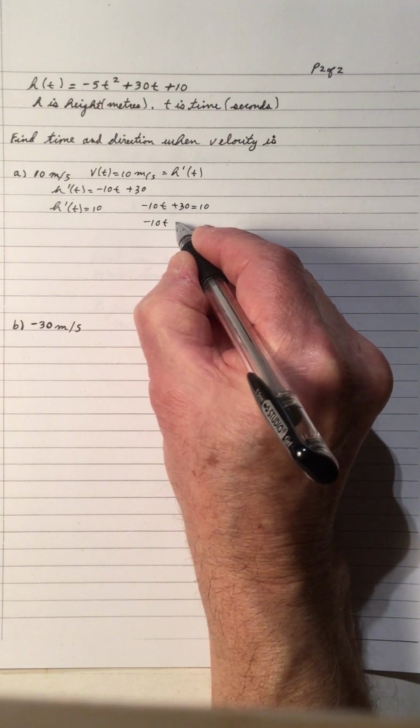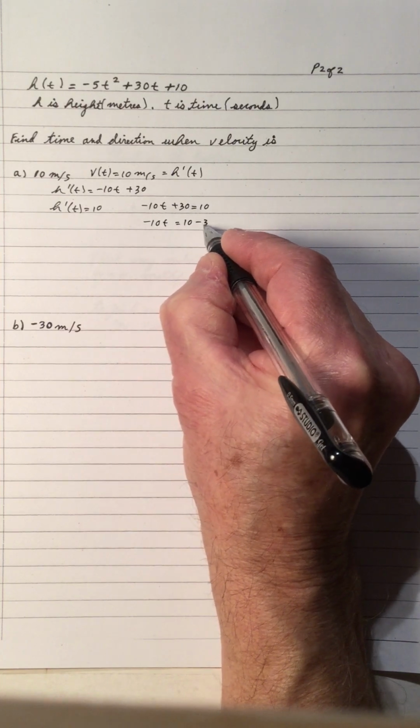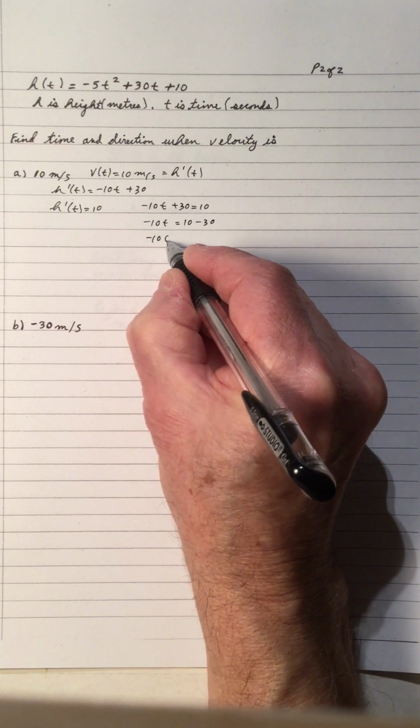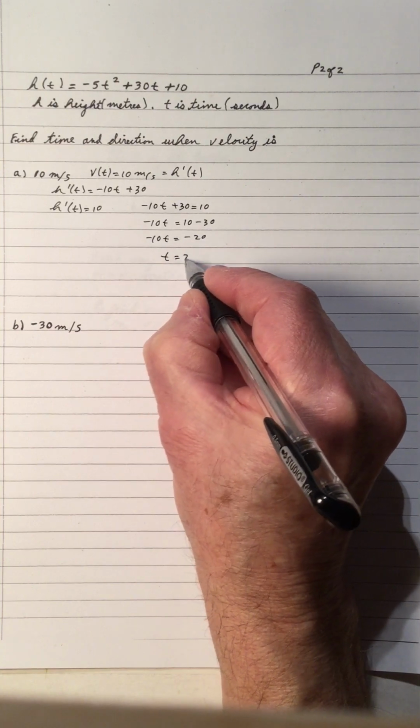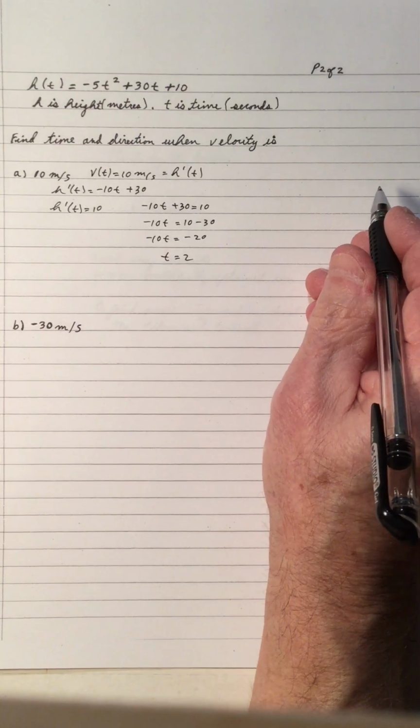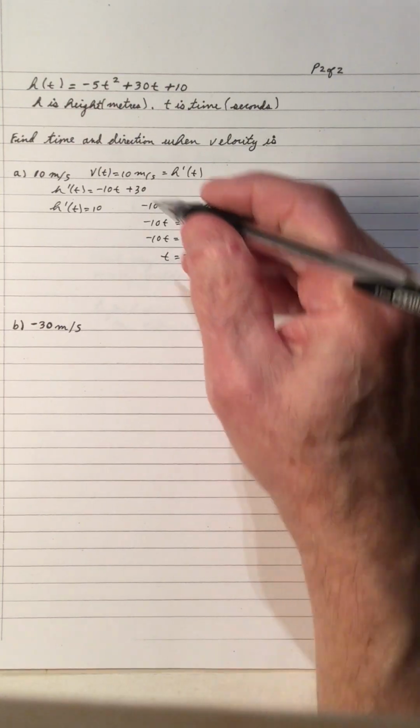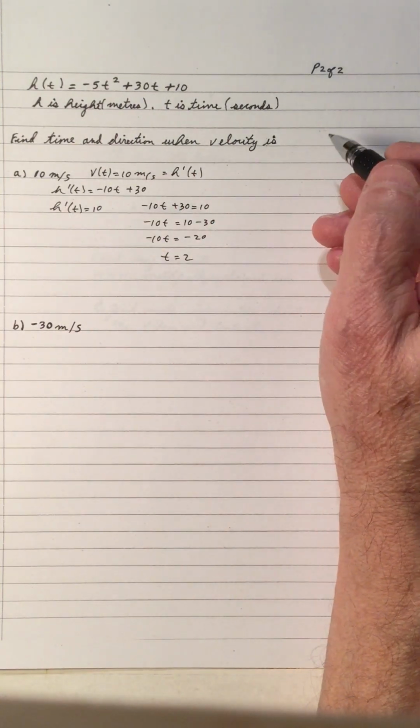Negative 10t equals 10 minus 30. Negative 10t equals negative 20. Divide by negative 10, I get 2. So at 2 seconds, the velocity will be 10 meters per second.